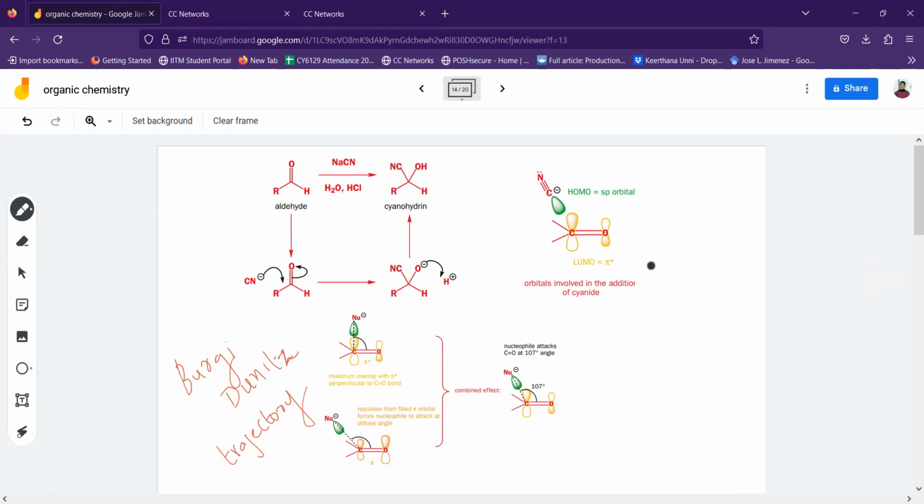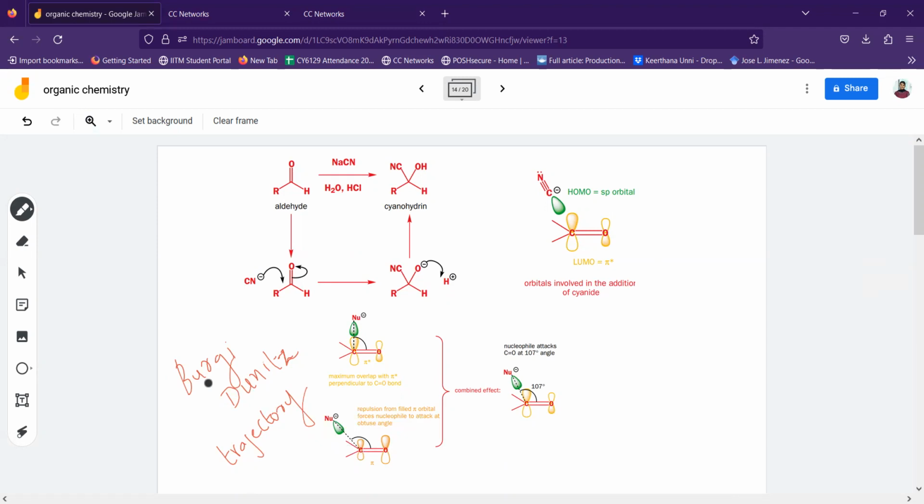Now, another important thing is how they are approaching. Whether this nucleophile is attacking perpendicularly, or it is attacking through a particular angle. What is happening actually? It is really surprising that it is not attacking perpendicularly. There is an angle of 107 degrees, and that is the way it is attacking. It is known as Burgi-Dunitz trajectory.